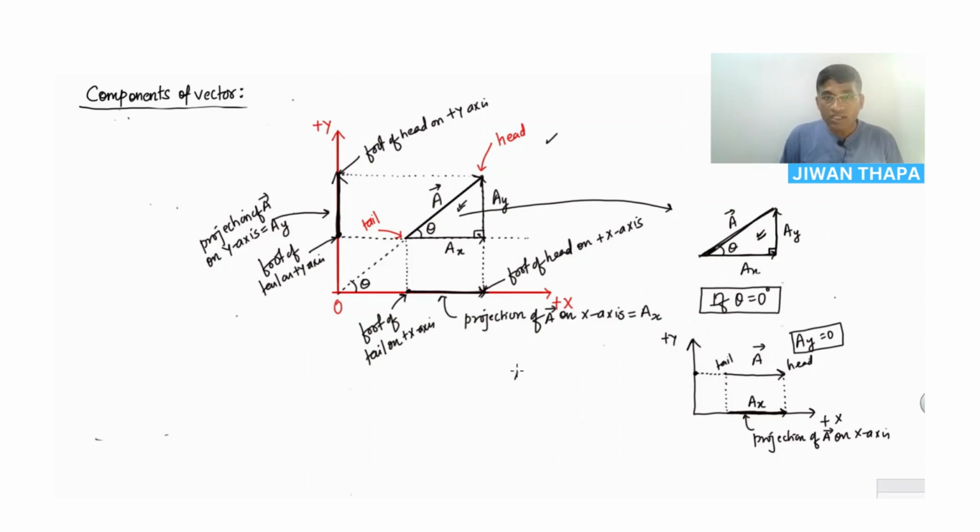As we derived, the magnitude of vector A equals under root AX square plus AY square, and we know AY is 0. So we simply write A equals under root AX square. Therefore, AX equals the magnitude of A. We need to understand it in this way.